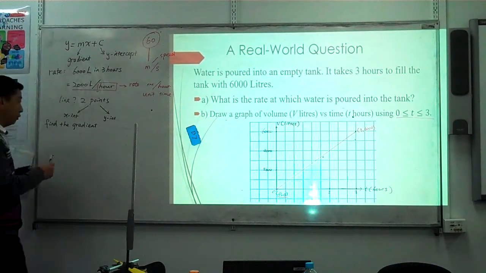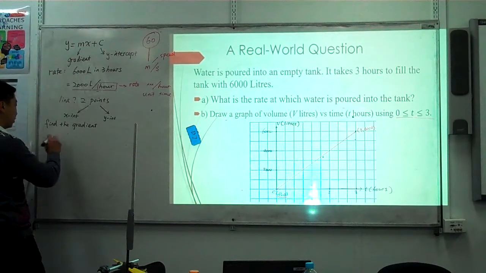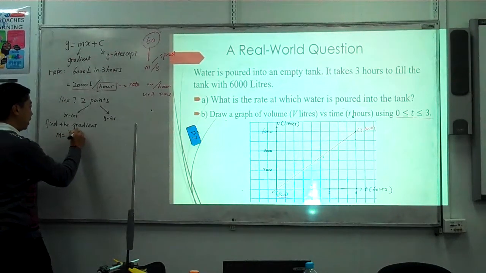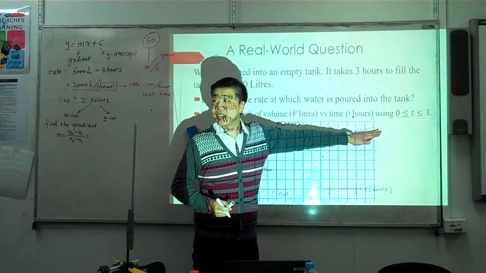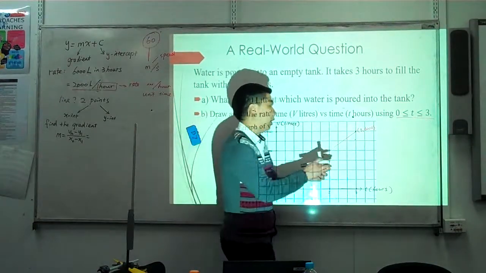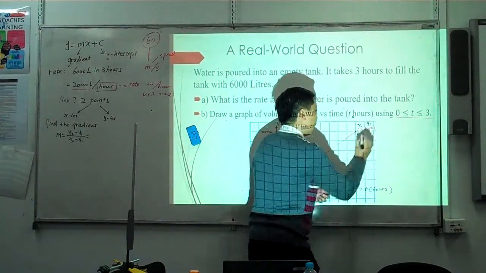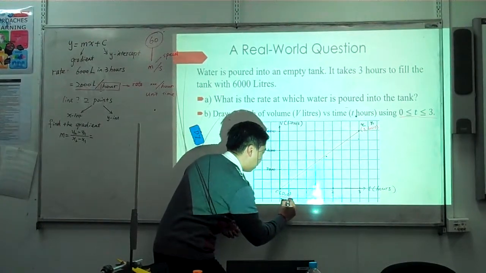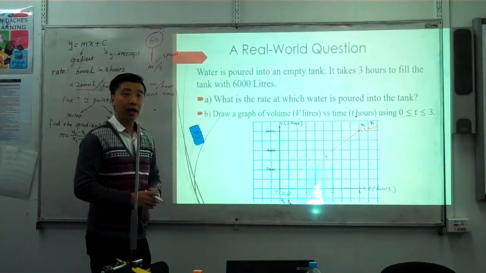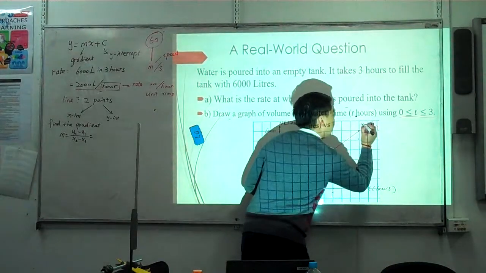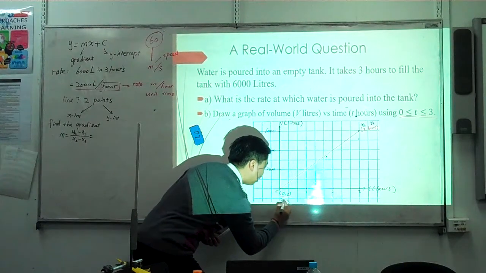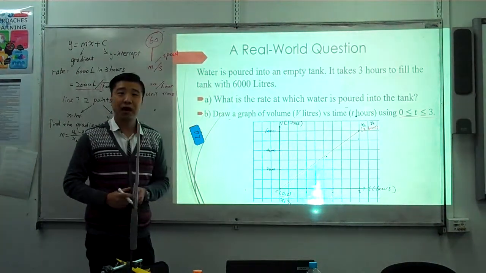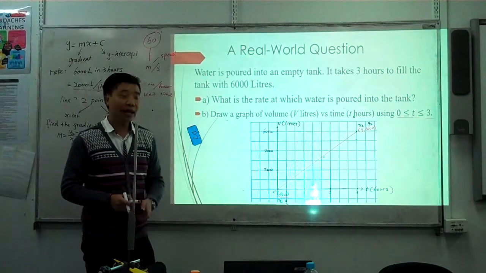Alright, gradient. Let's have a look. The gradient is m equals y2 take away y1 over x2 take away x1. Now I have already written down this one here. So this is, we can say, x1, y1, and this one is x2, y2. Or some people say this is x2, y2, and this one is x1, y1. It doesn't matter, you have the same answer. But which one is easier?